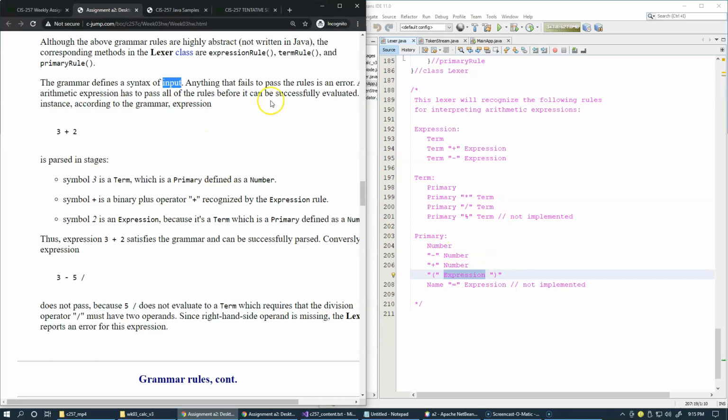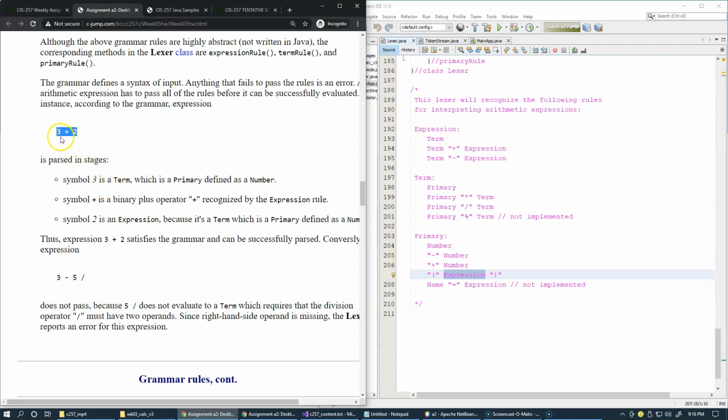So anything that fails to pass the rules is an error. An arithmetic expression has to pass all the rules before it can be successfully evaluated. So let's take another simple example, 3 plus 2. How does this example pass all these rules?